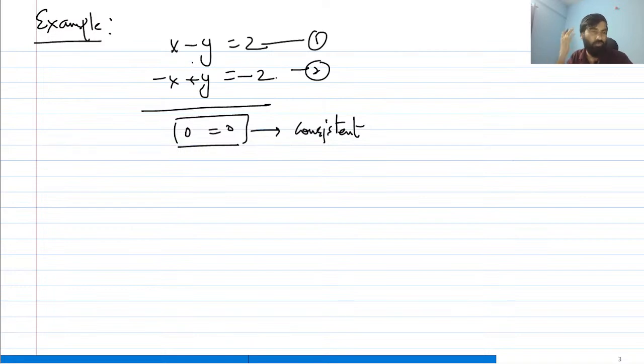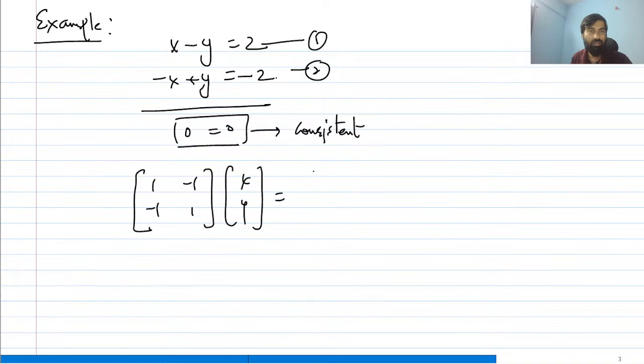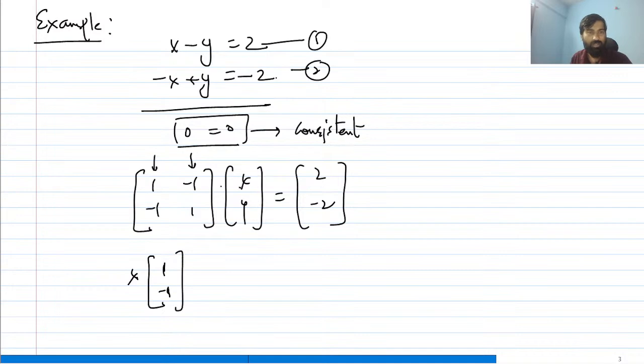You can also write this in terms of a matrix, Ax equal to b. So this is 1, minus 1, this is minus 1, 1, and this is x, y, and this is 2, minus 2. Or you can write this as x times the first column, column number 1, plus y times the second column, column number 2: minus 1, 1, and this is 2, minus 2.